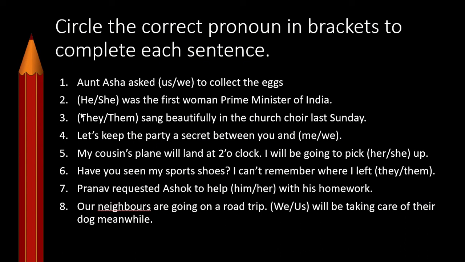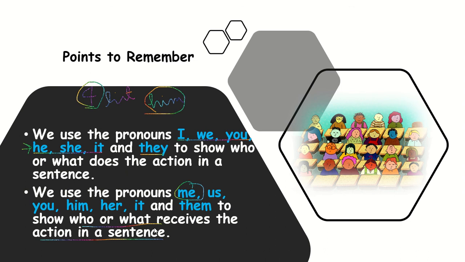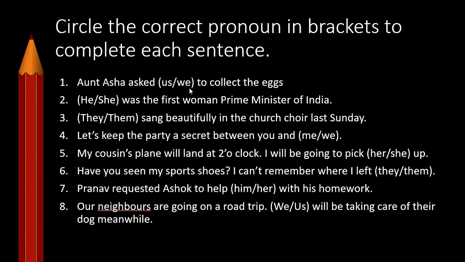Circle the correct pronoun in brackets to complete each sentence. Yeah, now you know we need to keep those points in mind. Okay, Aunt Asha asked to collect the eggs. देखो हमसे पूछा गया, right? Aunt Asha asked us, हमसे पूछा गया. Okay, हम action receive कर रहे हैं, हमसे पूछा गया. So, of course, us will come. So, Aunt Asha asked us to collect the eggs.